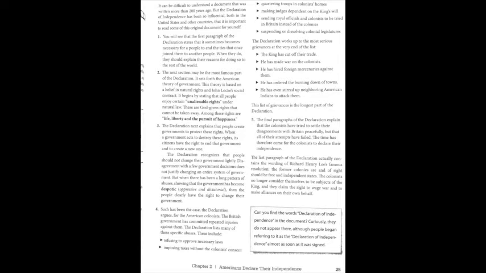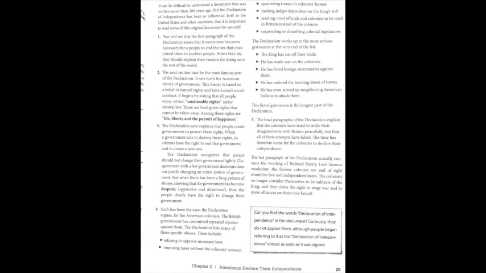The Declaration works up to the most serious grievances at the very end of the list. The king has cut off their trade, he has made war on the colonists, he has hired foreign mercenaries against them, he has ordered the burning down of towns, and he has even stirred up neighboring American Indians to attack them. The list of grievances is the longest part of the Declaration.